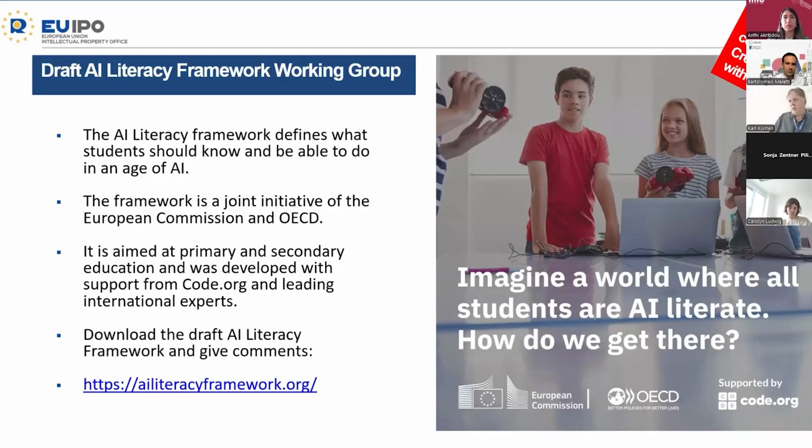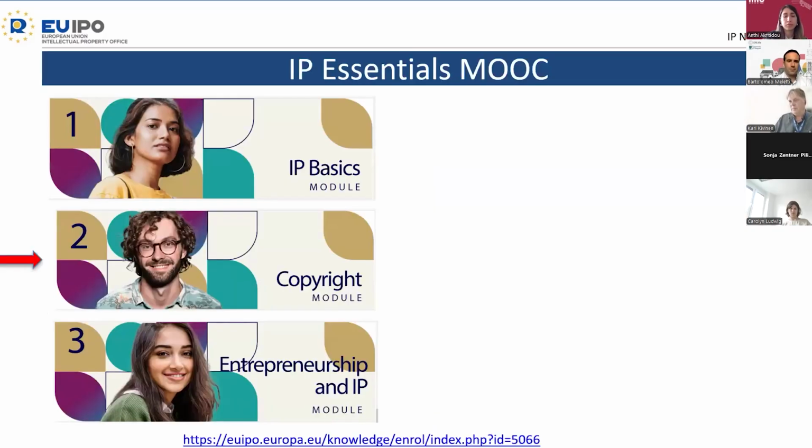The OECD, the European Commission, and the American Code.org published a draft AI literacy framework a few weeks ago. It's now under comment. Please, if you are interested in this, it also includes copyright-related competencies and questions. It's an interesting approach.